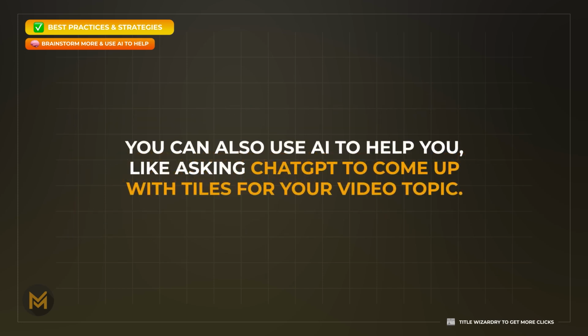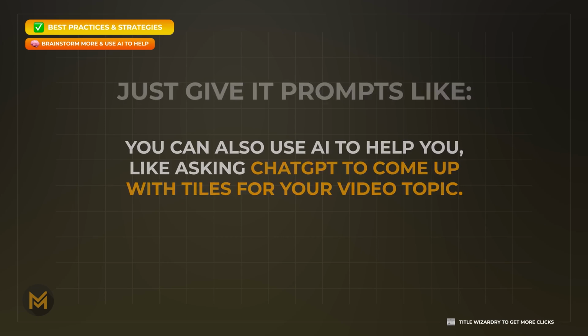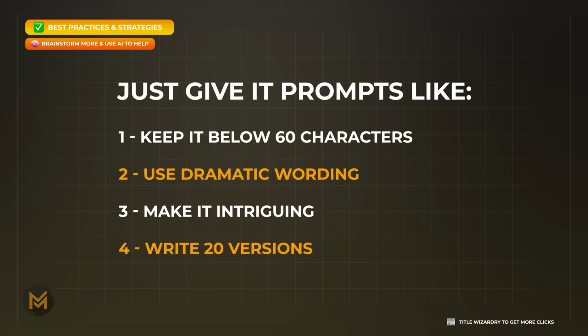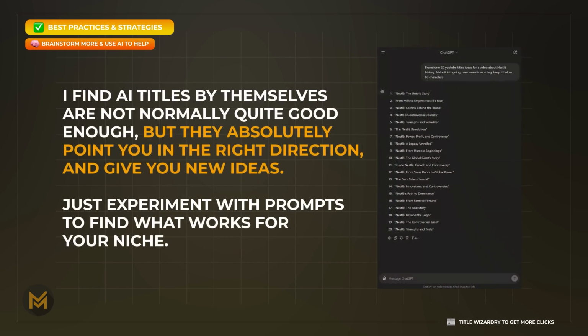You can also use AI to help you, like asking ChatGPT to come up with titles for your video topic. Just give it prompts like, keep it below 60 characters, use dramatic wording, make it intriguing, and write 20 versions. I find AI titles by themselves are not normally quite good enough, but they absolutely point you in the right direction and give you new ideas. Just experiment with prompts to find what works for your niche.